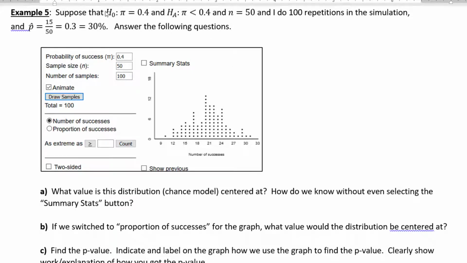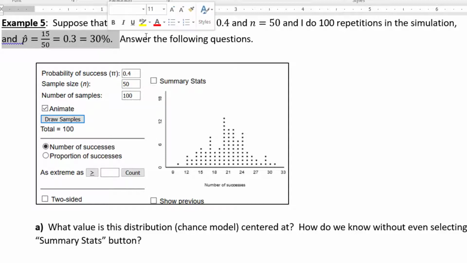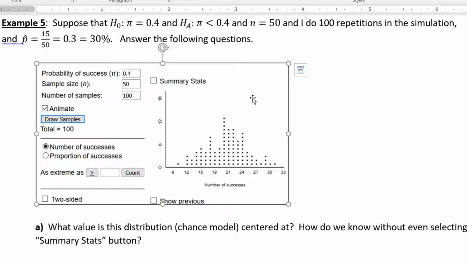In this problem, we've been given the null hypothesis that pi is equal to 0.4, the alternative hypothesis that pi is less than 0.4. The sample size is n equals 50. I do 100 repetitions in a simulator, and it tells me my sample statistic is p hat equals 15 out of 50, which is 0.3. And I give you a picture here of the actual simulation that I did with the Rossmann chance applet. And there's going to be a series of questions that we're going to answer in relation to all of this.